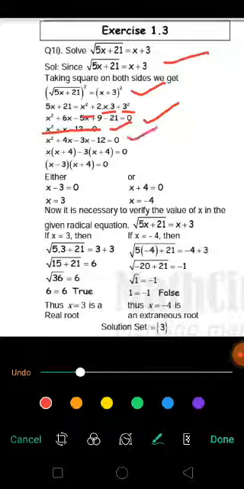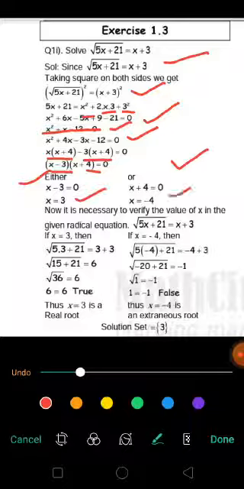Doing factorization of it, we get x square plus 4x minus 3x minus 12 equals 0. So making the factors, we get x into x plus 4 minus 3 into x plus 4 equals 0. Now you can see that the factors x plus 4 and x plus 4 are the same, so that means we have done the correct factorization. Taking both equal to 0, x minus 3 equals 0 and x plus 4 equals 0, we get x equals 3, x equals minus 4.